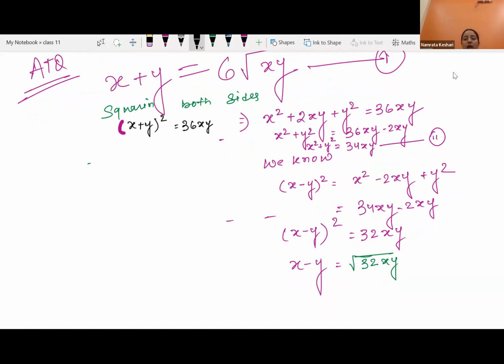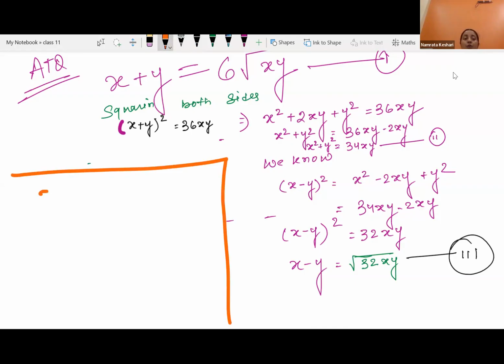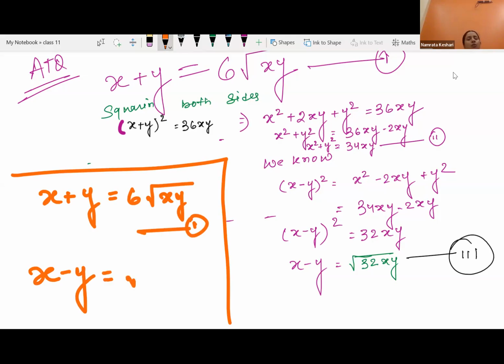Okay. So now you can see you are having equation number 3. Now focus on equation 1 and equation 3. I'm writing it for you separately, so that you can focus on equation 1 and equation 3. Your equation 1, which was given to you, that sum of two numbers is 6 times their geometric mean. It was given to you and you have written the equation number 1. And equation 3 you got from the identity that x minus y is root 32xy. Let me simplify root 32. 32 means 2 to the power 5. 2 into 2 into 2 into 2 into 2. Okay.